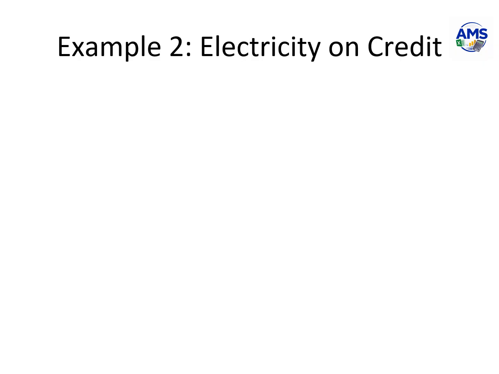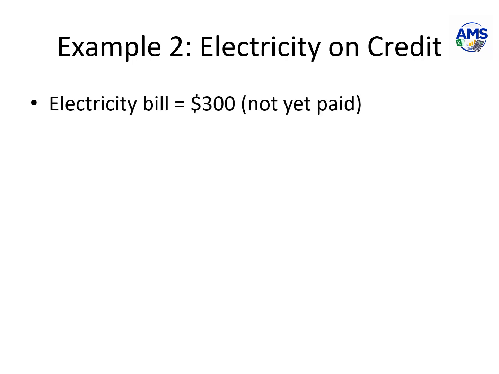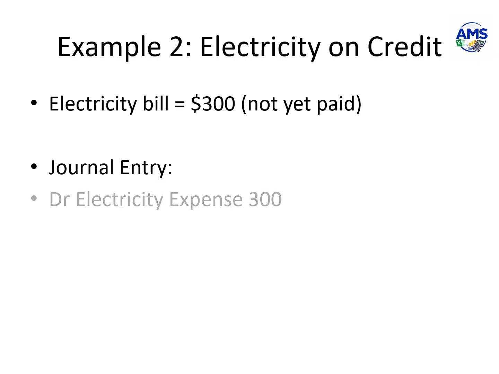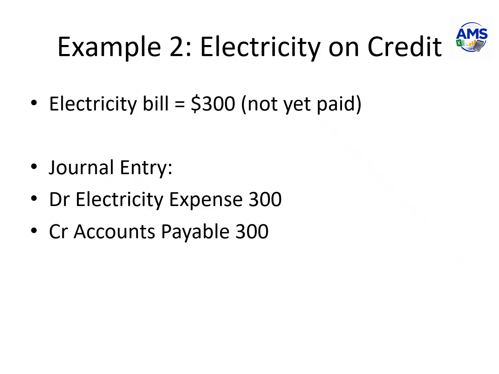Let's look at another example. You bought electricity on credit. So your electricity bill you bought on credit is $300. This has not been paid. So the journal entry for this transaction will be, you debit electricity expense by $300 and you credit accounts payable by $300 because it has not been paid.